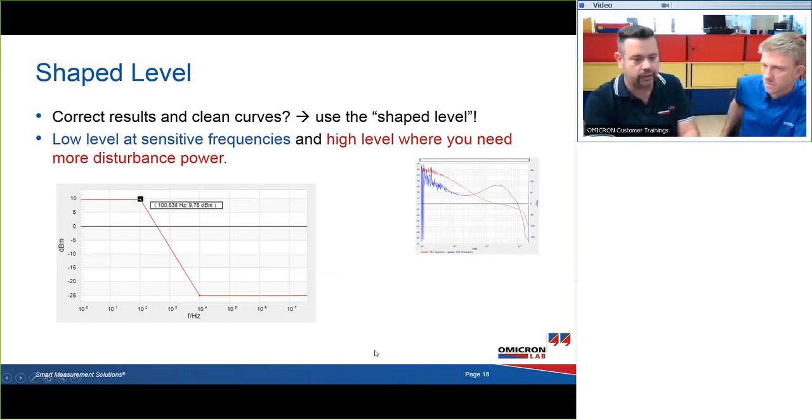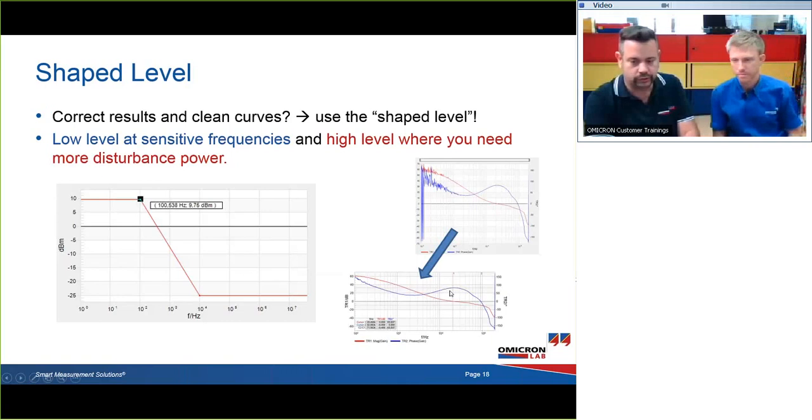But we need low frequencies to ensure the crossover is at the right position so that we do a real measurement. And by applying the so-called shaped level, we are in a position to add signal at the points where we have noise and reduce the signal at sensitive areas where we need to have a low signal to make a real measurement. And so here you see it's the same regulator. This is before shaped level and this is after shaped level. So by adding the shaped level function, it's possible to reduce the noise in areas and get clean curves.